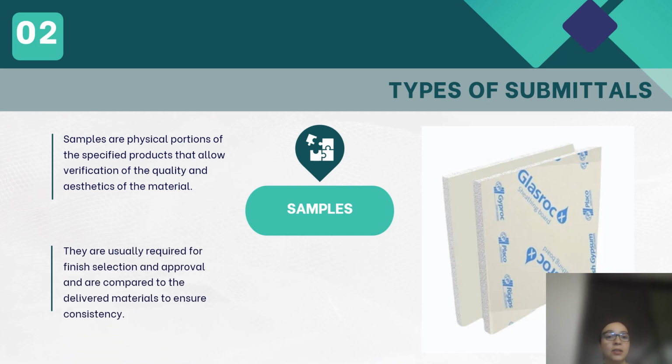And selection and approval: samples are crucial for selecting and approving finishes. They are compared to delivered materials to ensure consistency and adherence to project specifications. This step helps prevent discrepancies and ensures that the final materials align with the approved standards.